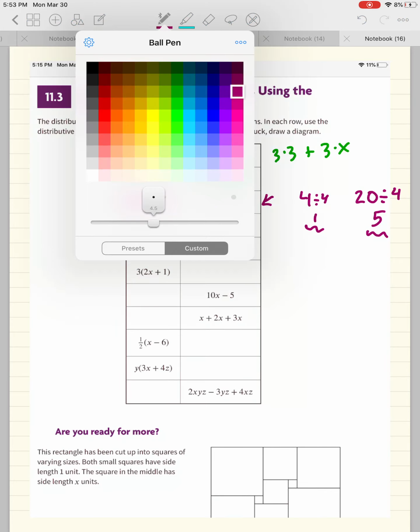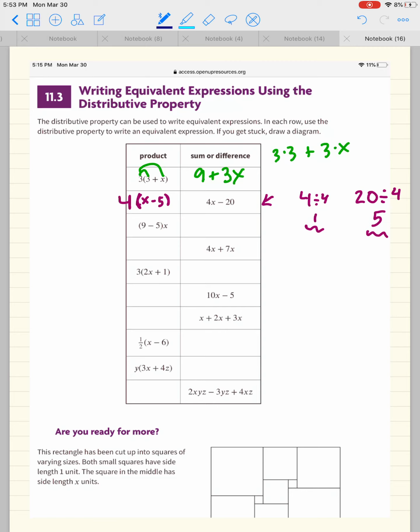If you don't understand why that is, go ahead and work backwards. We have 4 times x minus 5. 4 times x is 4x, and 4 times 5 is 20. Exactly what we have here.